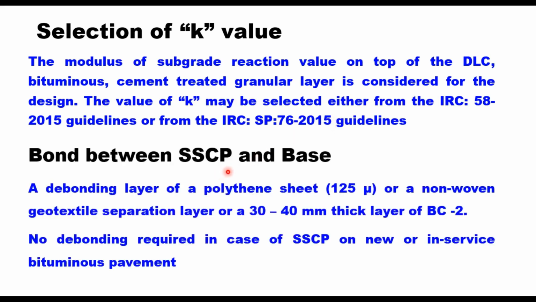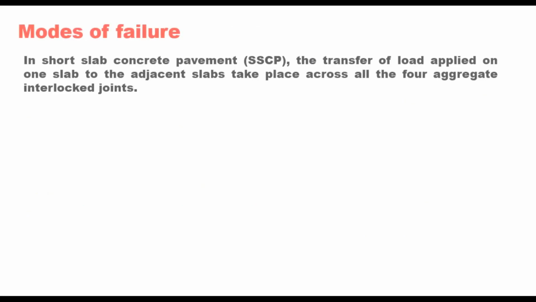Bond between SSCP and base. SSCP means short slab concrete pavement, and base. A debonding layer of polythene sheet of 125 micron or non-woven geotextile separation layer or a 30 to 40 millimeter thick BC layer is required. No bonding required in case of SSCP on new or in-service bituminous pavement. So when bituminous pavement is available, then in that case you do not need to provide this polythene sheet or geotextile layer.